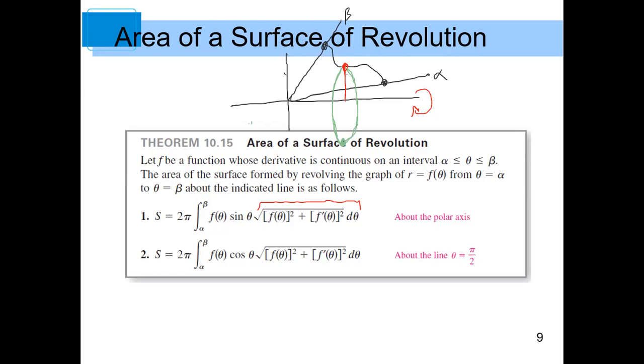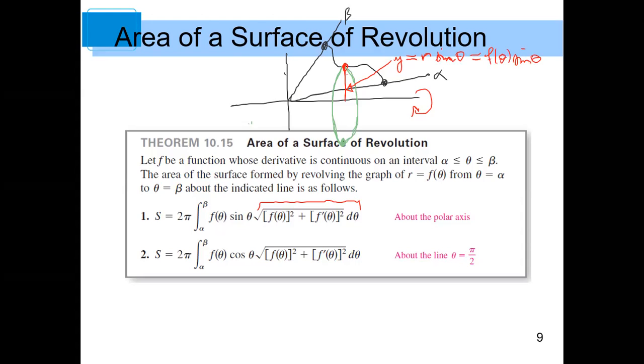And what is the radius of that thing? The radius is the y coordinate, yeah? The radius of this thing is the y coordinate. And the y coordinate is given by r times what? What's the y coordinate in polar coordinates? It's r times sine of theta. By the way, if r is equal to f of theta, then that's going to be f of theta sine of theta.